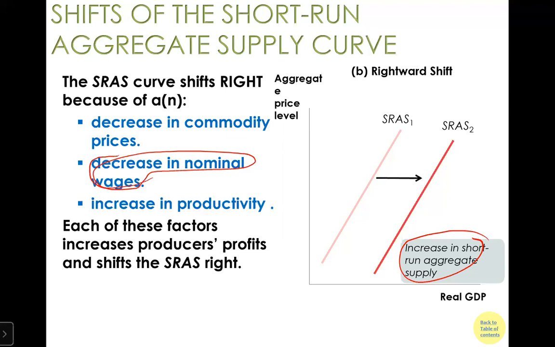The last factor that can cause the short-run aggregate supply curve to shift to the right is an increase in productivity. Think about the PC, the introduction of the PC back in the 1970s and 1980s, or the internet since 2000. That increased the productivity of workers, so that increased aggregate supply.